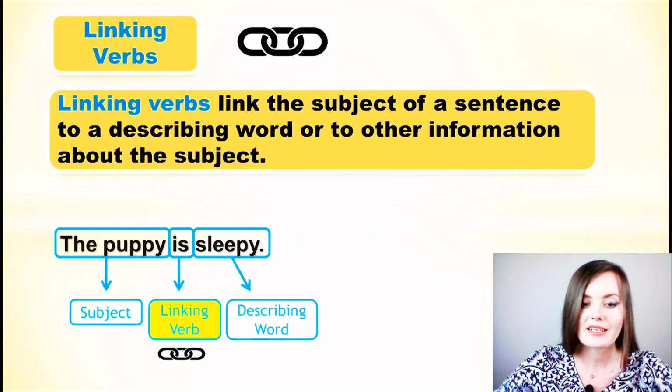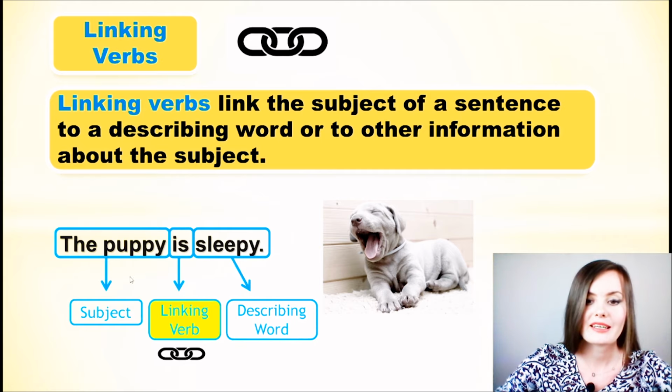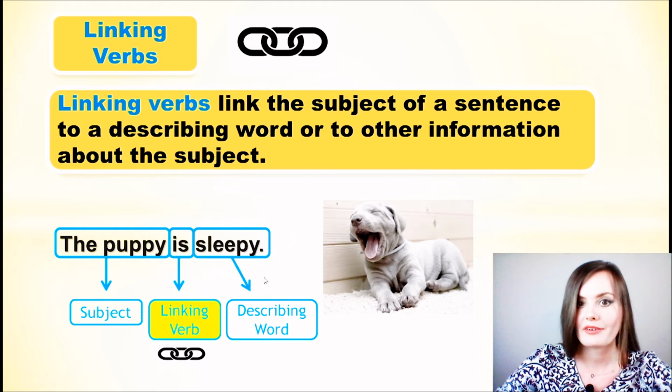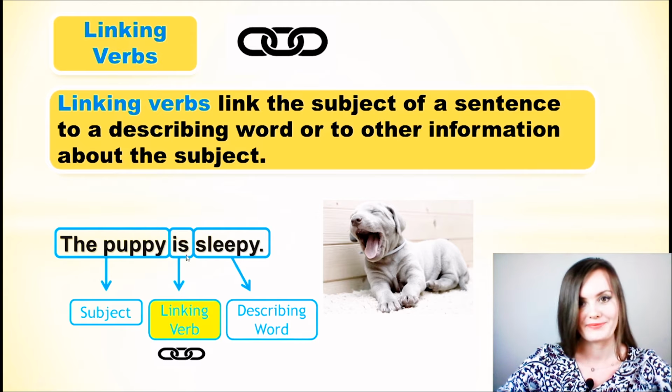So sleepy is a describing word. So the puppy is sleepy: is is a linking verb. It's between the subject and the describing word, and it links them together. And pay attention that sleepy is not a verb. It's a describing word. So we have only one verb in this sentence, is, and it's a linking verb.